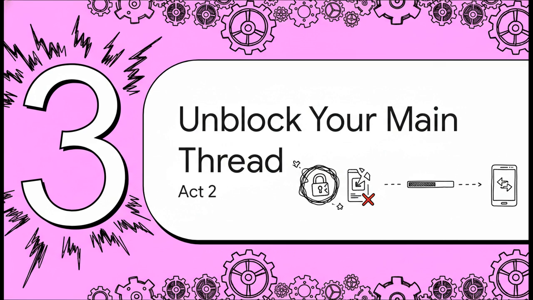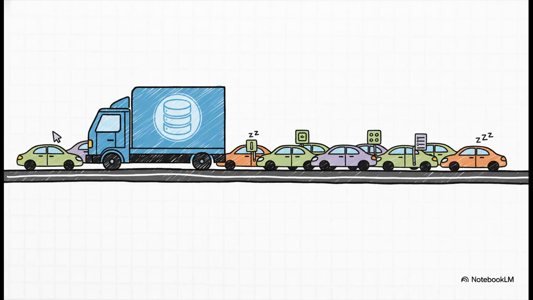This right here is the difference between an app that feels responsive and an app that feels totally broken. Okay, listen up, because this is critical. Your entire user interface, every button, every animation, every response to a touch, it all lives on one single thread. Think of it like a single-lane highway. If a big, slow truck carrying a heavy database query gets on that highway, everything behind it grinds to a halt. No other cars, meaning no other UI updates, can get through.